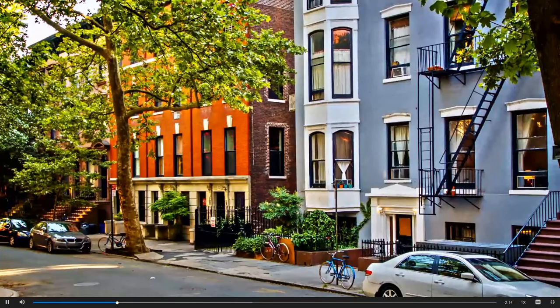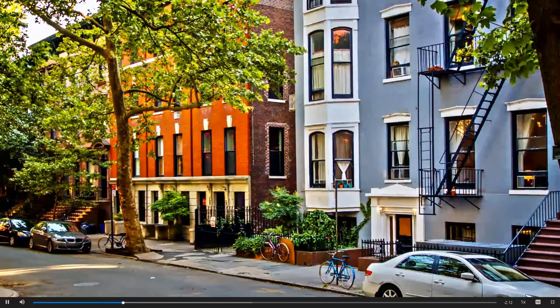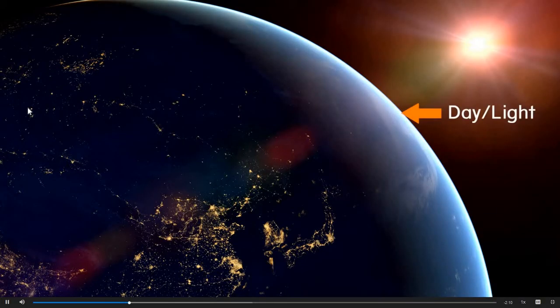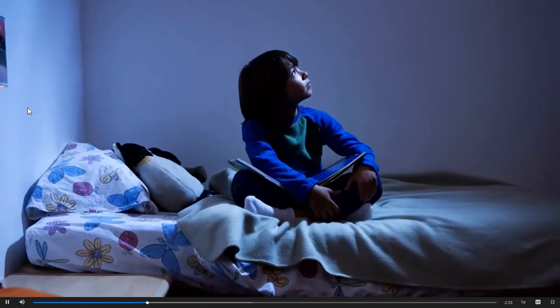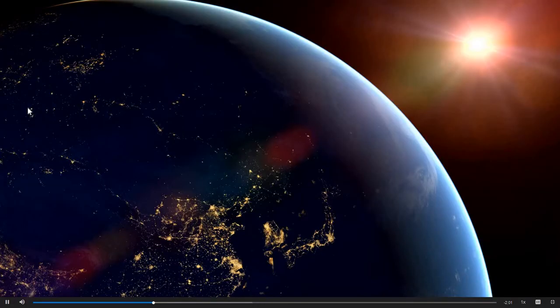During the daytime, it is light outside. This is because during the day, the part of Earth where you live is facing the sun and is lit by the sun. During the nighttime, it is dark outside. This is because at night, the part of Earth where you live is facing away from the sun. It is not being lit by the sun.